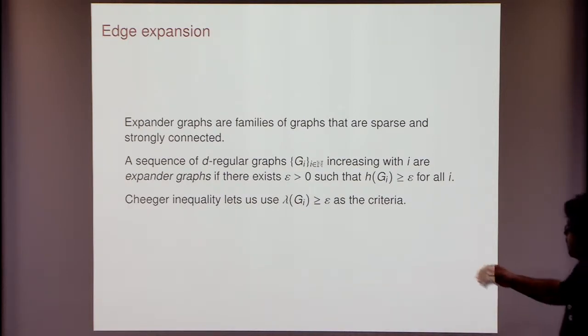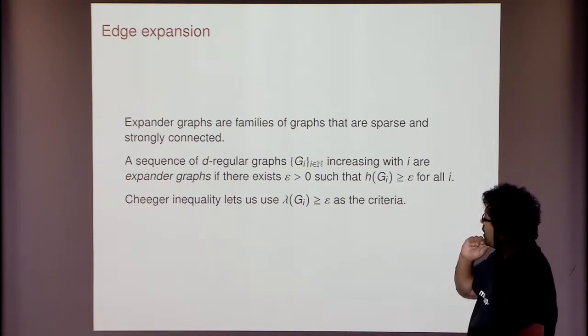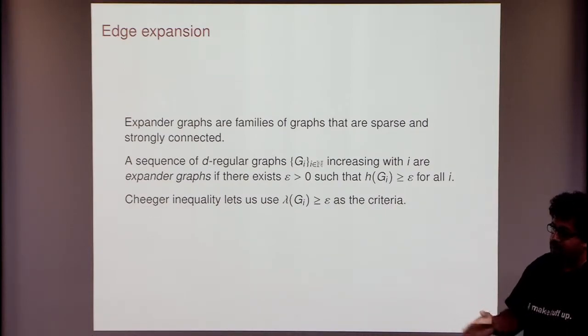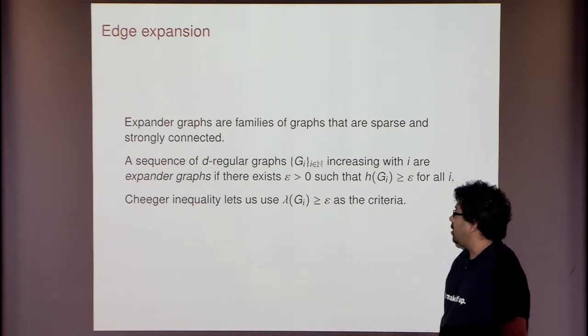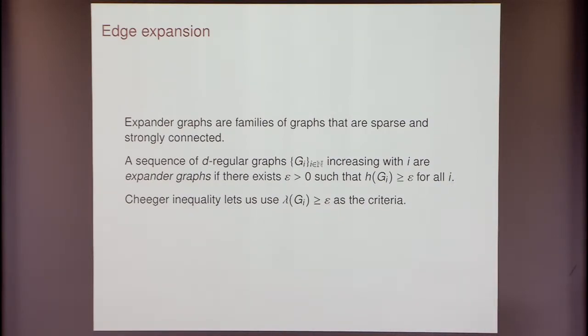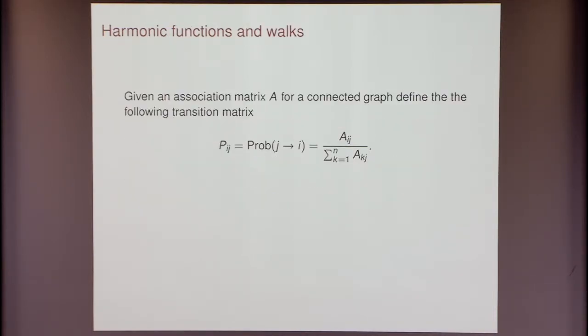And one of the uses of this was, the isoperimetric constant may be hard to prove is greater than 0 for this family, but you can often show that the spectral gap is greater than 0 using simpler techniques. So that was part of the idea and the motivation.